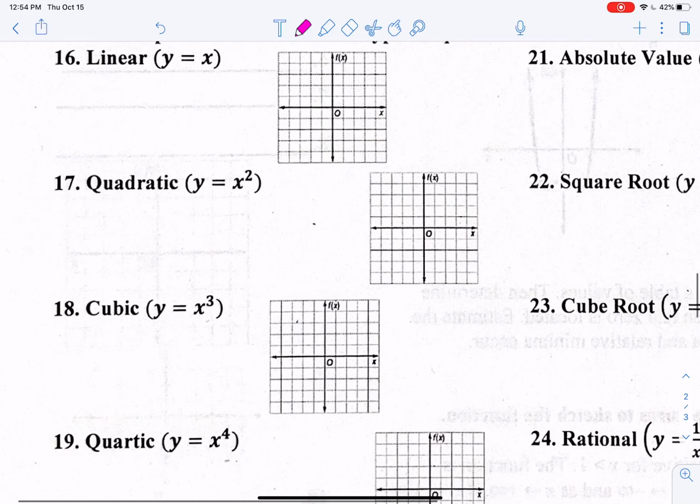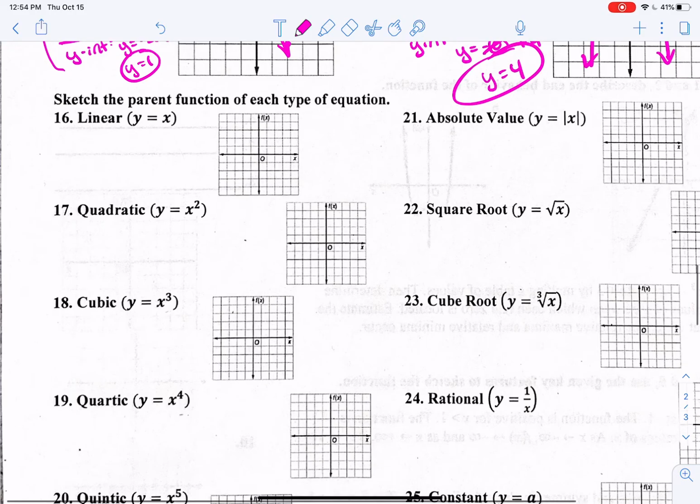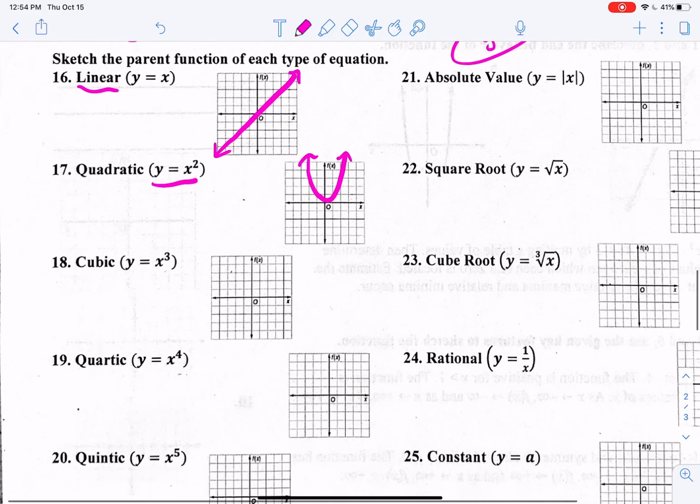All right, we're going to go through these kind of quickly. You guys have a sheet that has all these parent functions on them, but I want you to get used to memorizing what these look like. So a linear function, he is one of these. Okay, what the x squared function looks like, he is a parabola that looks like this. Okay, so just kind of fill these in.